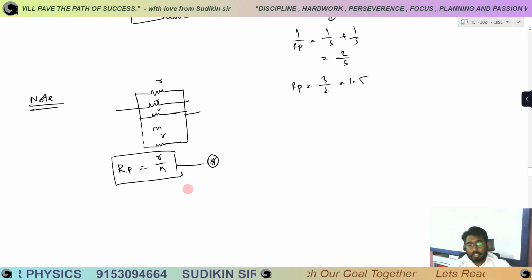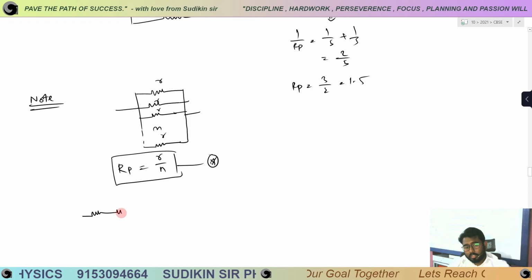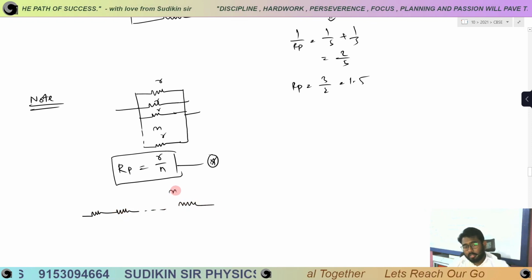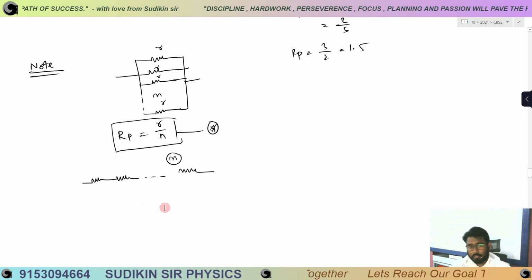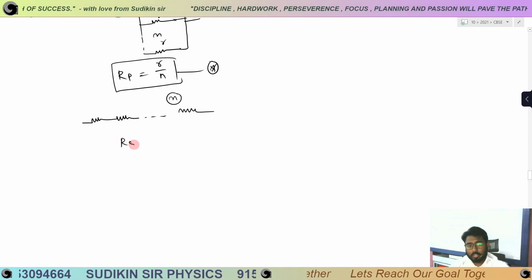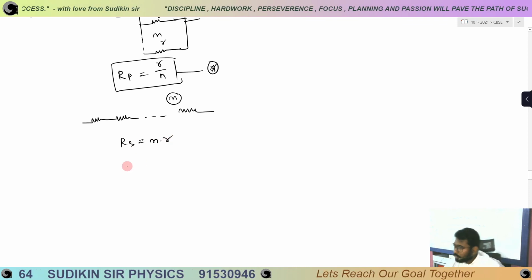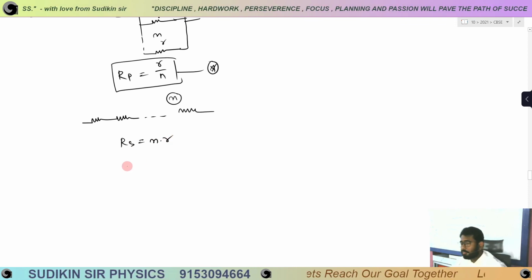Similarly, in case of series, if there is one resistance, two resistance, in this way, there are n resistances. Then what will we find out? R series will be simply n times R. Okay. Are we clear? Do we have any problem with that?